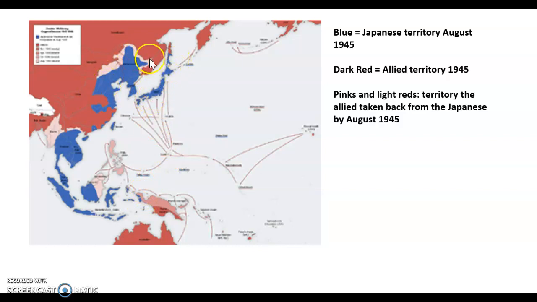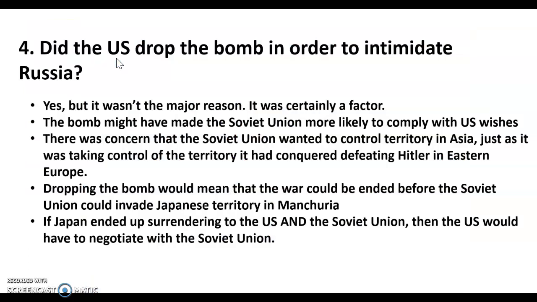Now, look at this great big blue lump above Japan. This is Japan here. Look at this blue stuff here. That's Manchuria. Now, up here is the Soviet Union. The US knew that the Soviet Union had its eye on Manchuria, and the Soviet Union could enter the war, say it was helping the US, and then when Japan surrendered, take a great big chunk of it. And the US was really concerned about that. They were worried about the Soviet Union being too powerful.